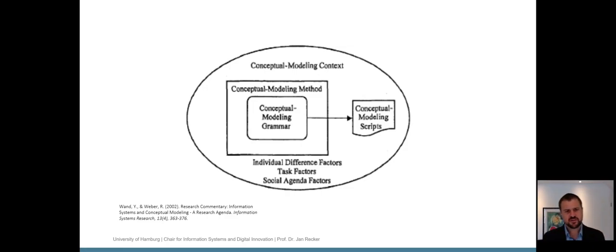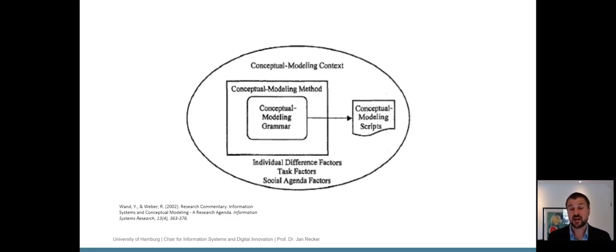So this is a framework that is probably the most famous paper on conceptual modeling out there. It was a commentary, around 20 years old now, by Ian and Ron Weber. I mentioned them earlier. They wrote a commentary that basically gave us a framework on how to think about conceptual modeling. They said, well, look, we have grammars, like UML, BPMN, and others, and we use them following a particular method to create these scripts. And the scripts convey certain information.